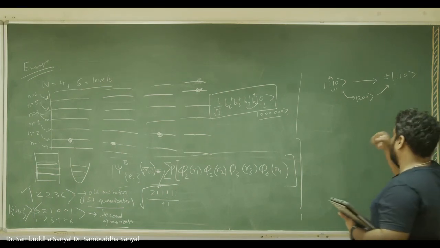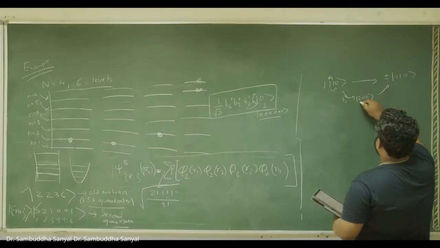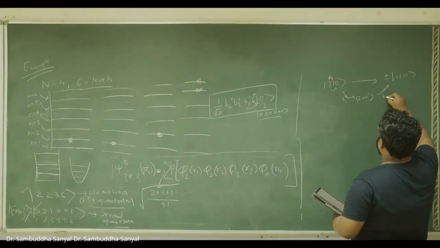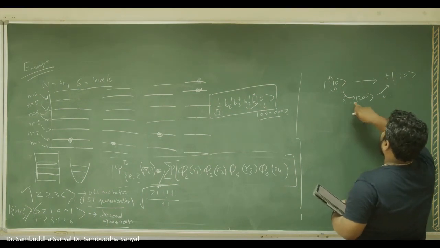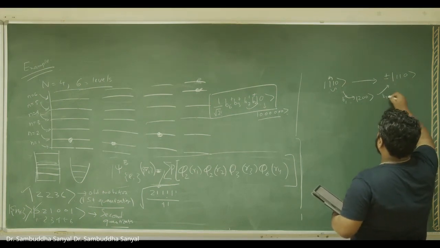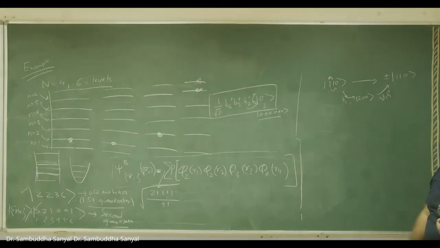So for that, you have to apply an operator B2, B1 dagger, B1 dagger. B1 dagger will bring it here, and then you kill that with B2. So B1, B1 dagger, and B2. Right? This will take you here.